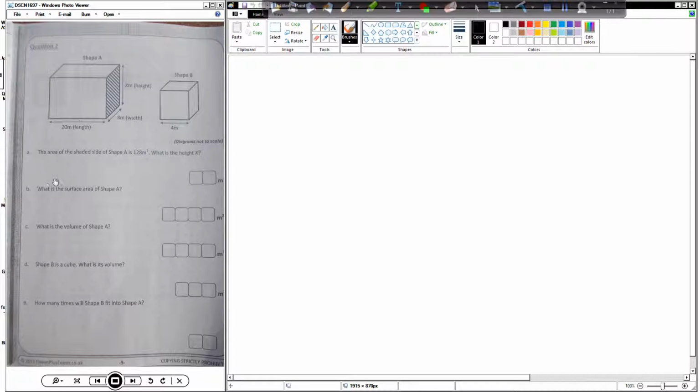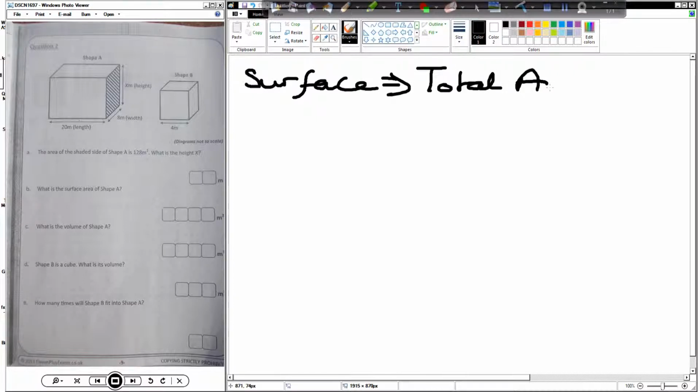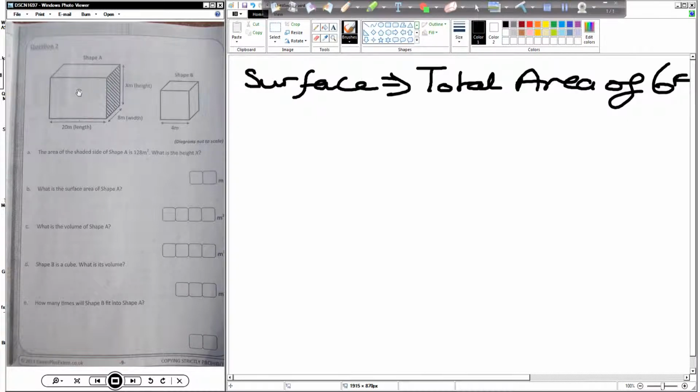Okay. What do you think they mean? Have a go. So the word surface area is talking about the total area of all the faces. So how many faces do we have? 6 faces. Okay, so we've got to work out the area of what we can see and just double it. Because we've got 3 sides here, this one, and this one. If we work out the area of the sides that we can see and then double it, that'll give us the area of the whole lot.